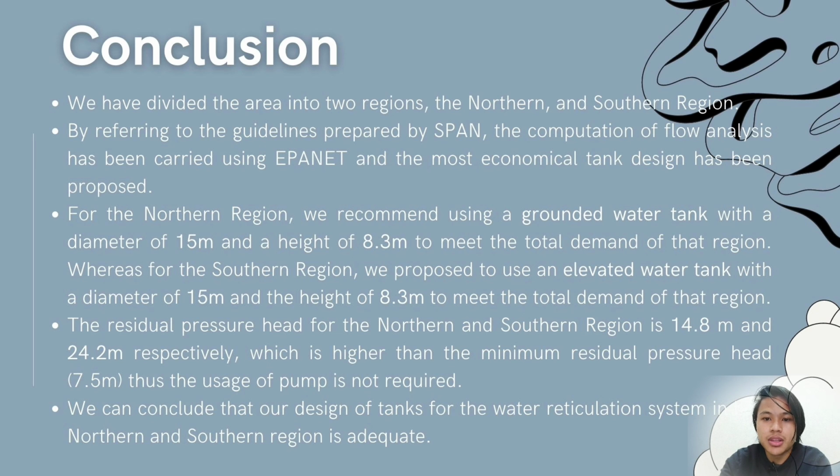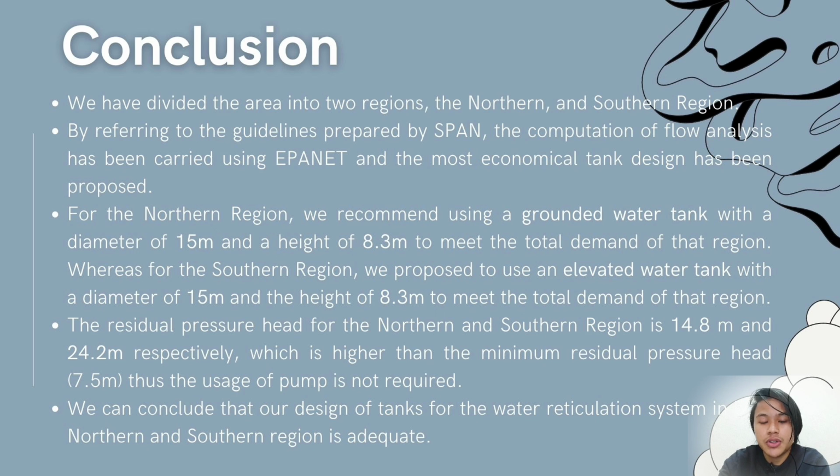In conclusion, I would like to recap that we have divided the area into two regions, the northern and the southern region. By referring to the guidelines prepared by SPAN, the computation of flow analysis has been carried out using EPANET and the most economical tank design has been proposed. For the northern region, we recommend using a grounded water tank with a diameter of 15 meter and a height of 8.3 meter to meet the total demand of that region.